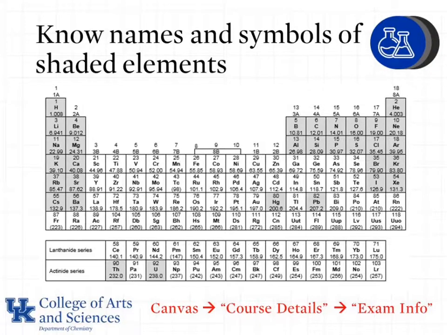This periodic table is very similar to the one you will receive on the exam. Notice that it has the atomic and mass numbers for each element as well as the symbol. The part you need to memorize are the name and the symbol, and only for the elements that are shaded.